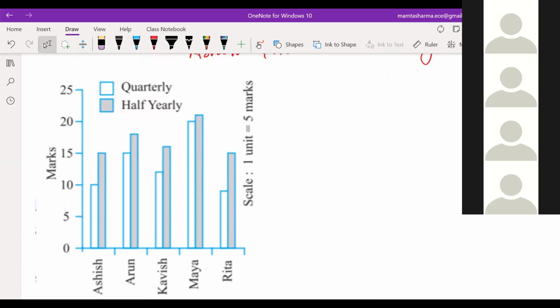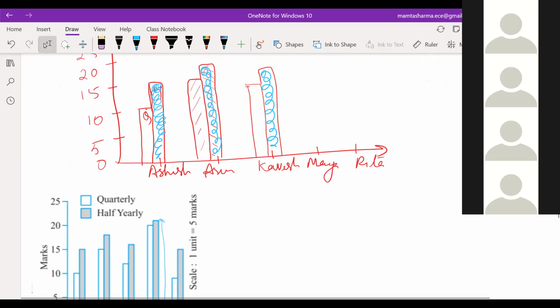If I ask you one question, who scored the highest mark? Maya, ma'am, because here the bar corresponding to Maya is the tallest. So Maya scored the highest mark. So you do this question, and practice these kinds of questions.